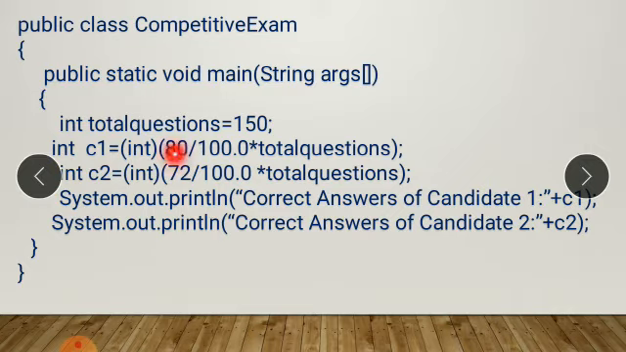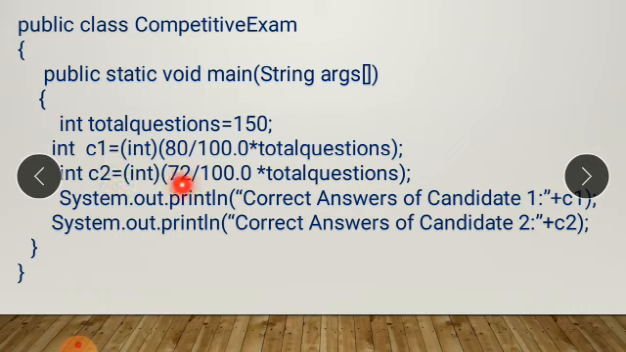This we have to take as int. This entire expression has to be converted to int, because we need the count of the number of questions. So this entire expression has to be converted into int. That's why we have taken the result as an integer type variable. For candidate 1, if we calculate this, we will get one count. That count will be stored in C1, and C2 is for candidate 2.